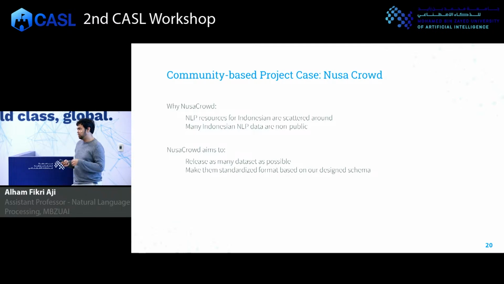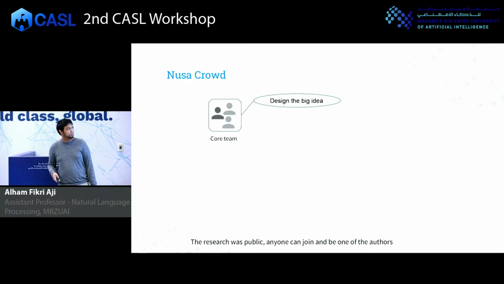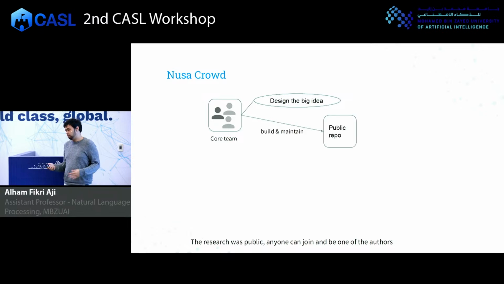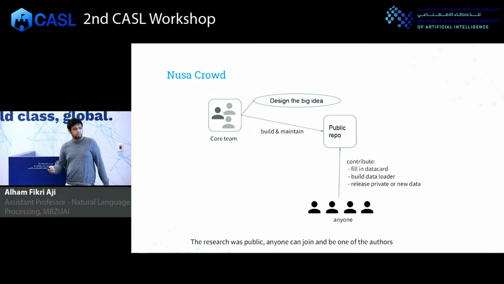So not only would we like to gather new datasets, but we would like to connect to the universities and ask them, hey, can you release your dataset or not? That's our aim. The way Nusa Crowd works is that we have a core team of 5 or 6 people. We design the general ideas. After that, we build the public repository, as you can see. Then after that, that's it. Everybody practically can participate, right? We have a guideline on how you can participate.